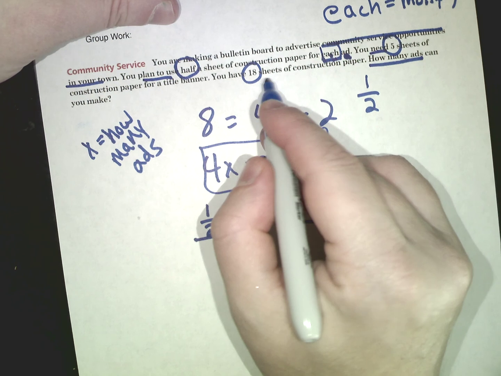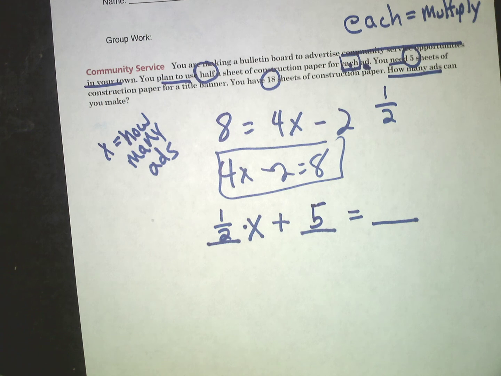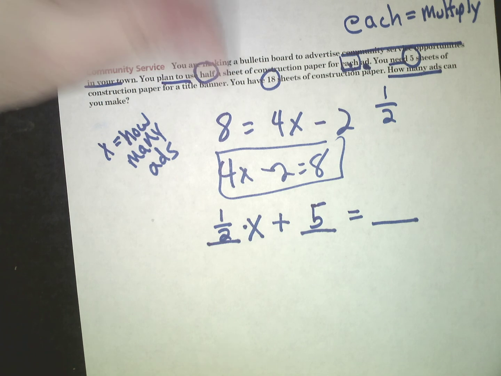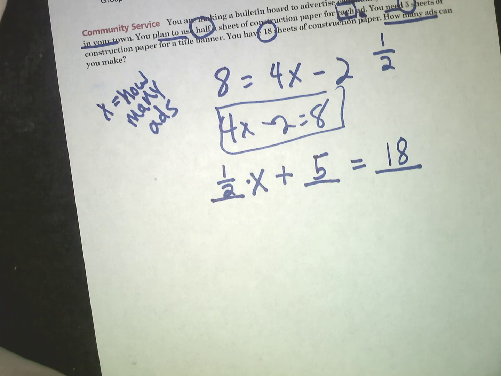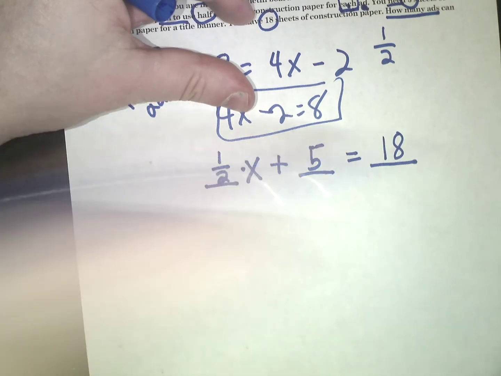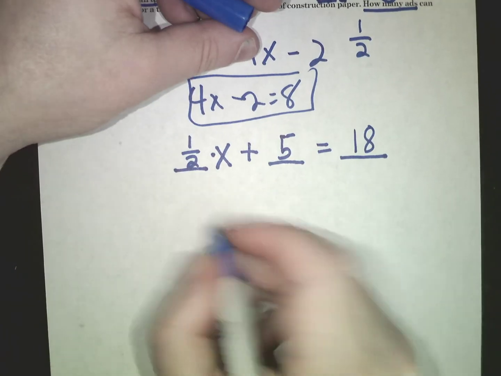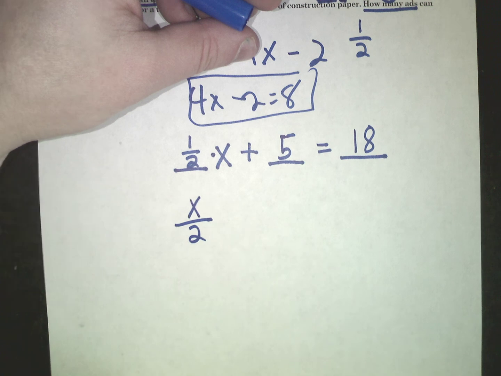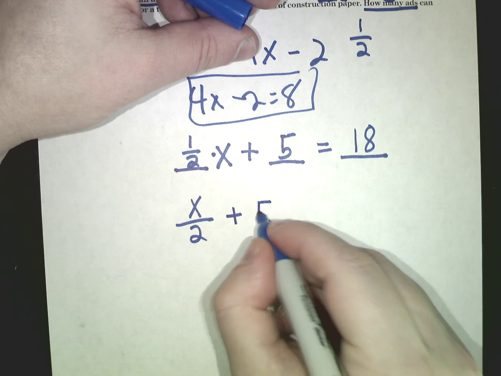So if I use these, I'm going to need this many. So the question is 5 for my banner, right? I'm assuming only one banner. And 18 is the total number of sheets. So that would make sense. All this that I use would add up to 18 because I can't make more than what I have. I only have 18 sheets of construction paper. So let's rewrite this. I like to write this as x over 2. You could write it as 1/2 x and do the math that way. That's fine if you have a calculator. Plus 5 equals 18.